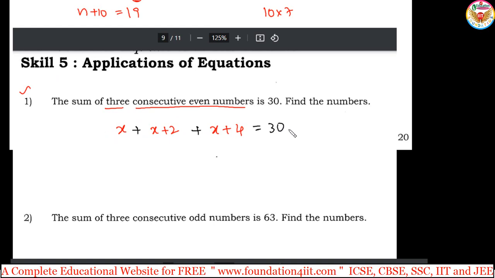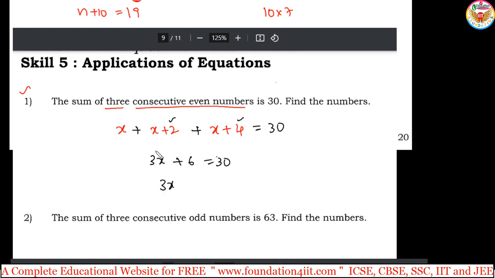Okay, this is the algebraic expression now. x plus x plus 2 plus x plus 4 is equal to 30. You can do the addition: x plus x plus x is 3x, and 2 plus 4 is 6, equal to 30. Now what did we get? We got a linear equation. You know, you can apply the method.